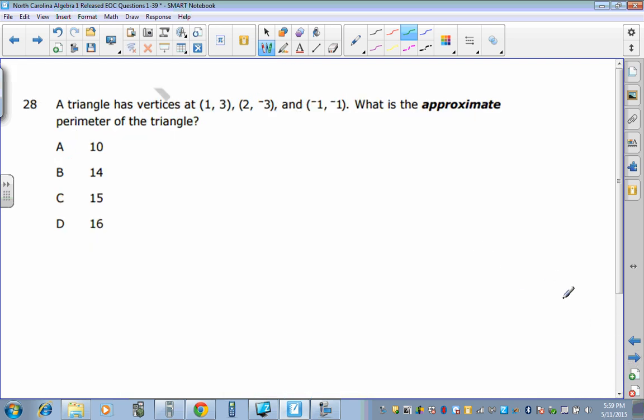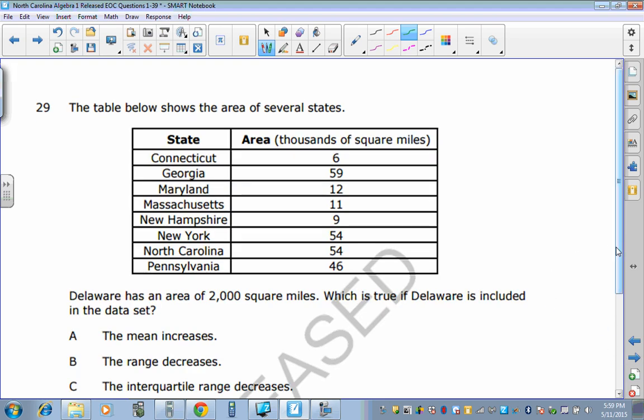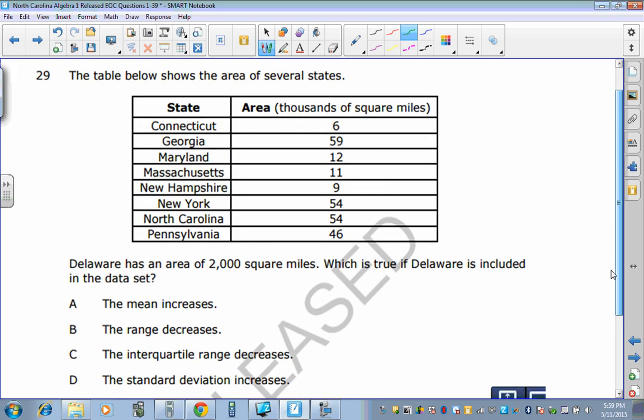Okay, number 28, we do not have to worry about that for our EOC. Let's look at 29. They want to add Delaware. Delaware is about the size of Livingston Parish, actually. Very small state, you blink and you go through it. Delaware has an area of 2,000 square miles.